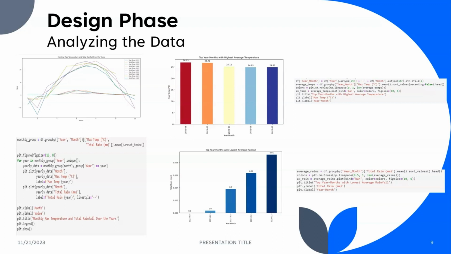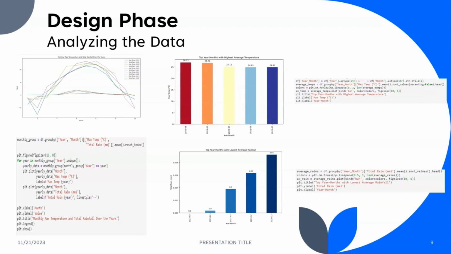We have a clustered line chart that depicts the total rain and maximum temperature for each year. To develop this chart, we first group all the timely data into months using the group by function, followed by a custom function that uses a plot function for max temperature and rainfall for each month in every year.